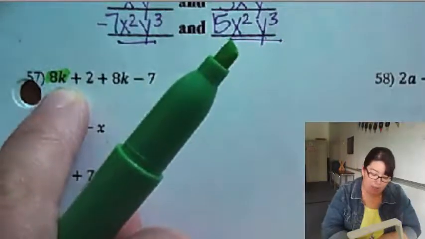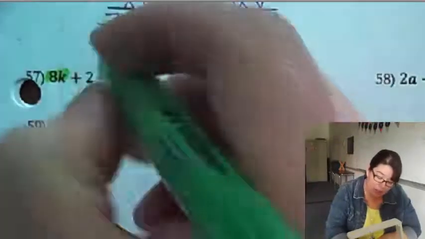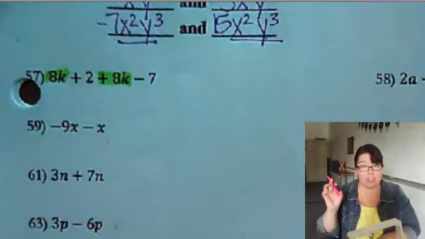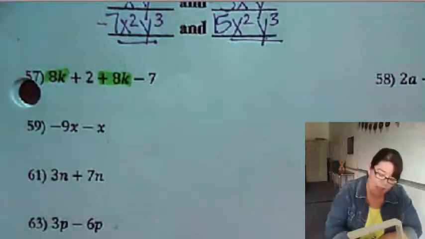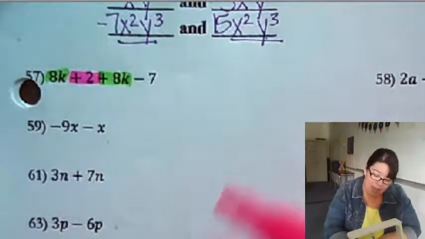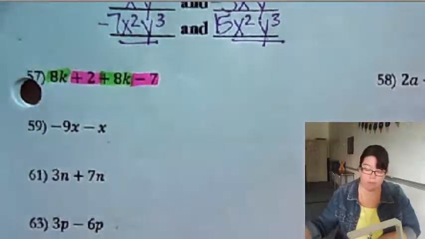So I'm going to look and see, do I have any more? Here's one. I see that there's a variable of k, and it has a coefficient as well. Notice I highlighted the sign attached to the term because those go together. Now, positive 2 is a constant term, and negative 7 is also a constant term. So I highlight those in the same color.